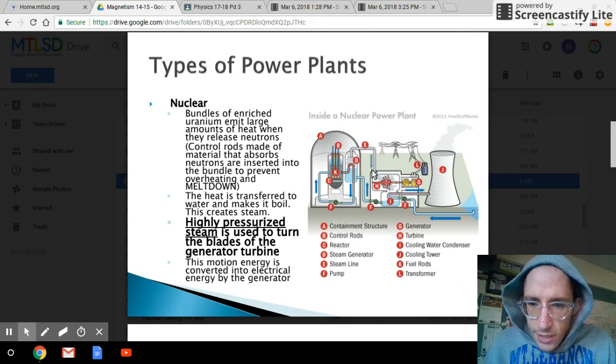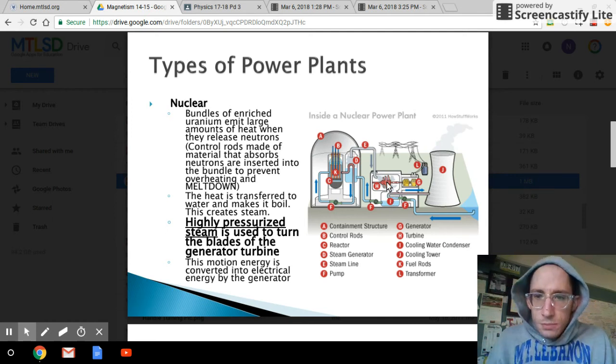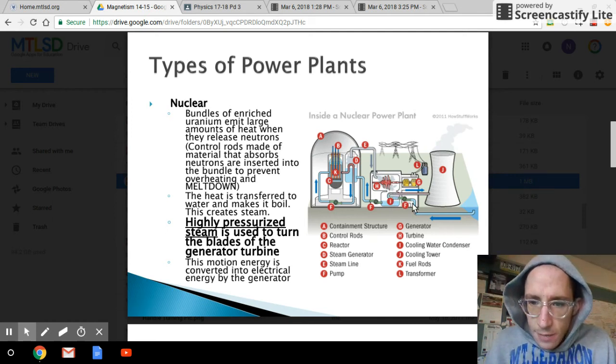That steam goes in here, forces the blades of the turbine, and then it condenses in this condenser, meaning it cools down and goes back into its liquid form. It does that because cool water is piped through here. That cool water steals the heat from that vapor and condenses the water, and then that water collects here and gets pumped back and reheated again. So this is like a little cycle here.